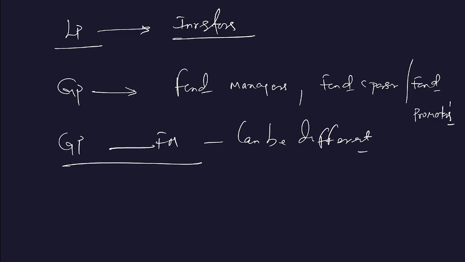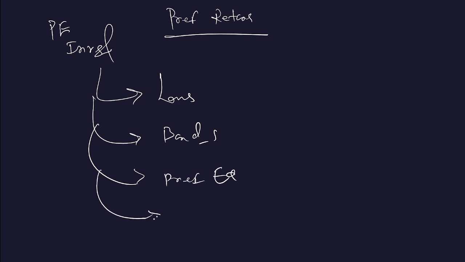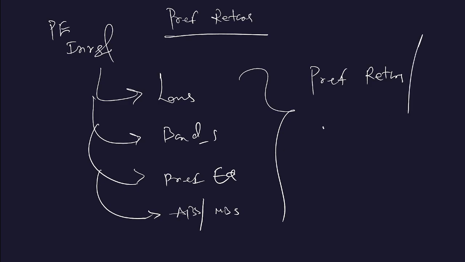Then what about preferred return? Preferred return is the return on the investments in a private equity fund. If you see the structure of investment, private equity invests in companies, loans, bonds, preference equity, and another one would be ABS, or any other term. All these instruments carry a preferred return, or fixed return, I would say.